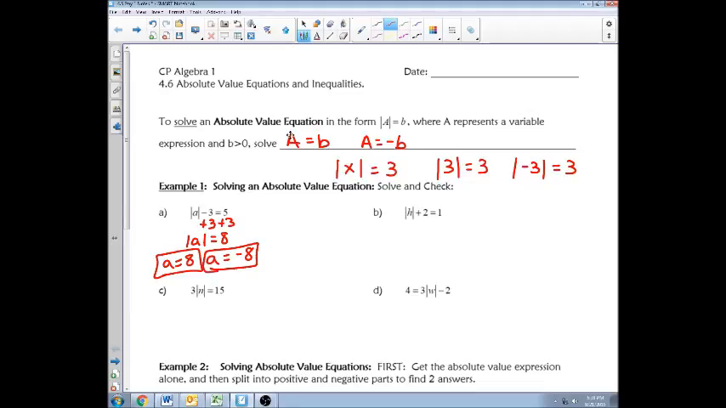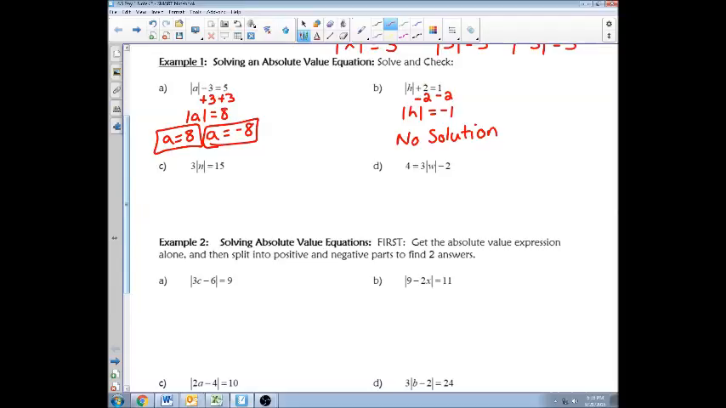On to B. I have the absolute value of h plus 2 is equal to 1, so I would subtract 2. The absolute value of h would equal negative 1. Now, is there any possible way that I could have the absolute value become a negative? There is not when it's just the absolute value. That's why in our little explanation up here, it says that B has to be greater than 0. In this case, negative 1 is not greater than 0, so there is no solution to the absolute value of h being equal to negative 1.